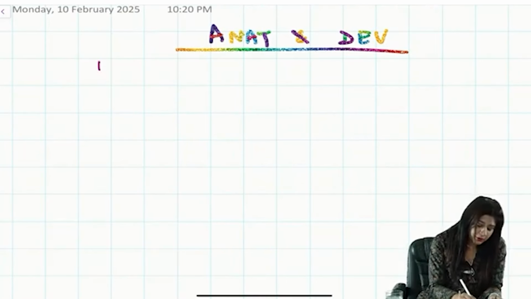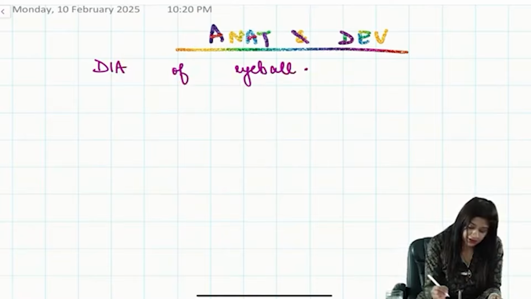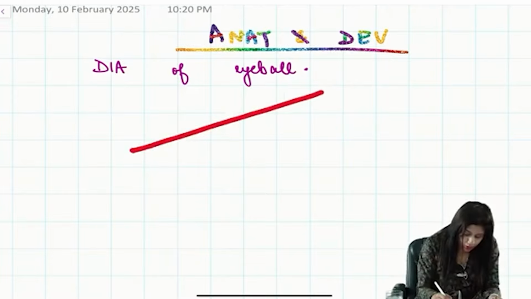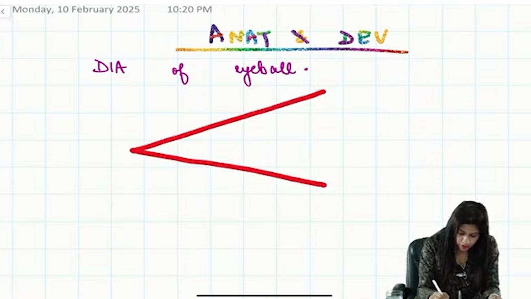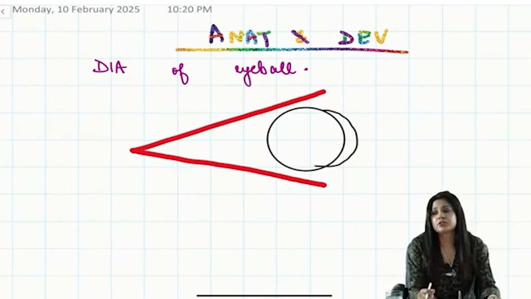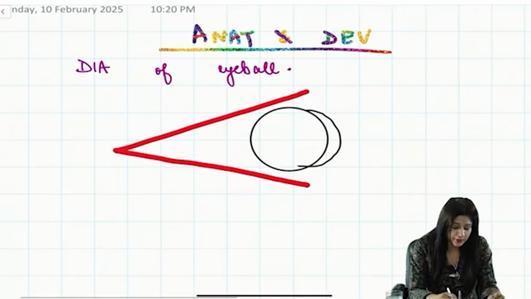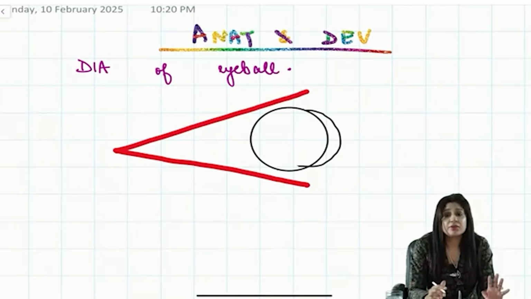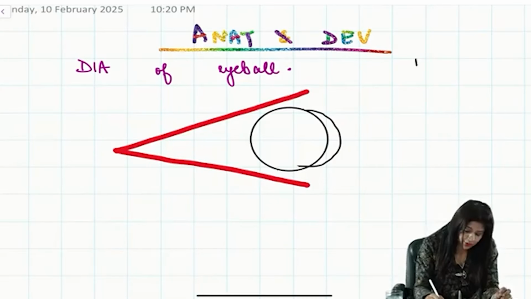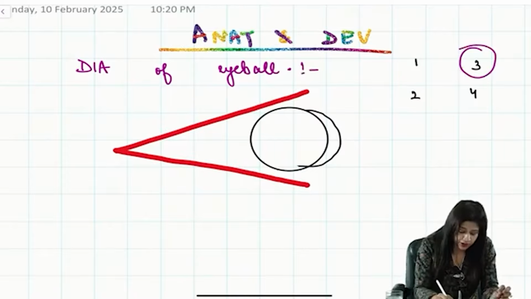So first I'll talk about the diameters of the eyeball. How many diameters are we expecting in the eyeball? See, this is the orbit, and inside the orbit we have this eyeball with the extra curvature anteriorly like this. So if you are having the eyeball something like this inside the orbit, how many diameters are we expecting? Your options are 1, 2, 3 and 4. 3. Very good. So 3 diameters of the eyeball we are expecting.